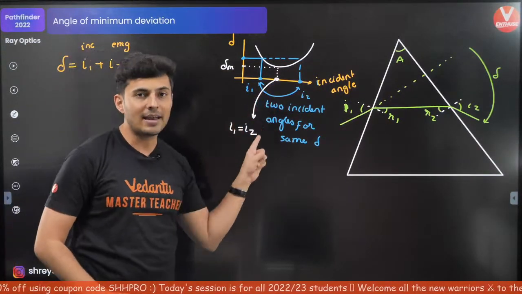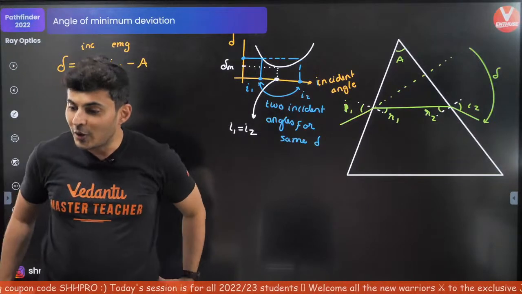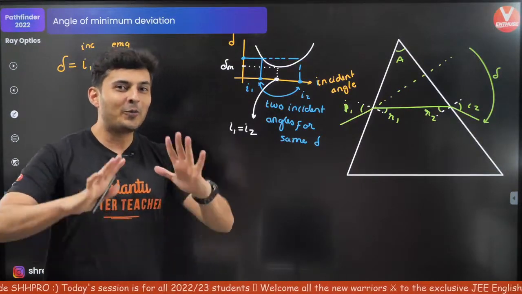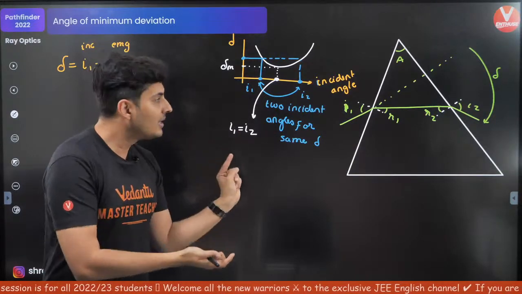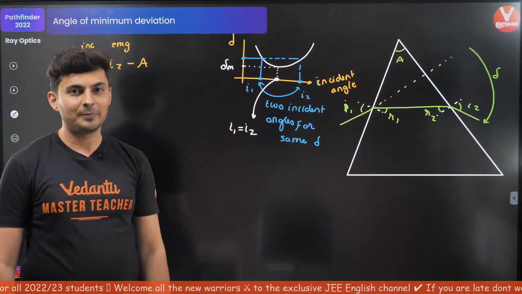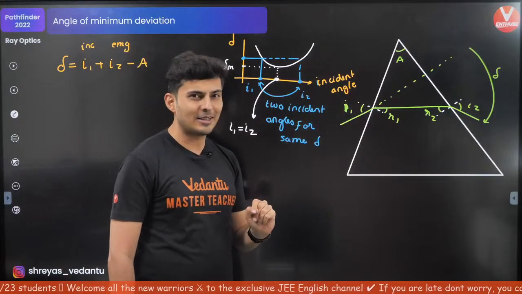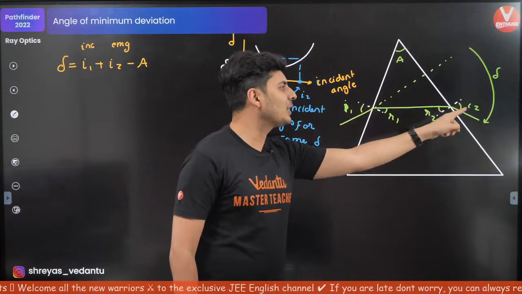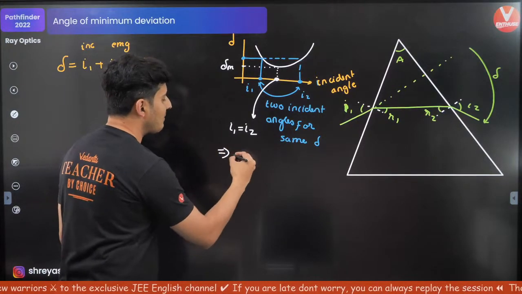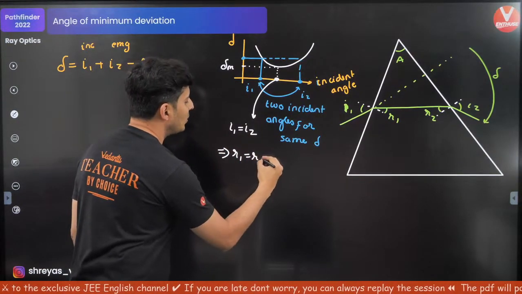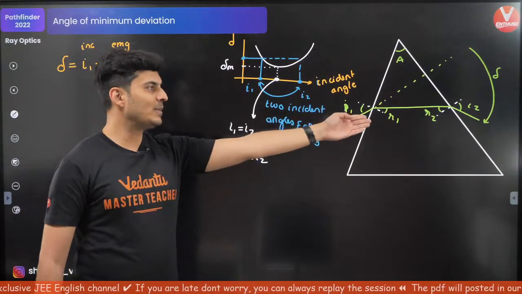Can I not say I1 is equal to I2? Got it? So for delta minimum, that's the reason why the incident and the emergent angles are equal. Now if I1 is equal to I2, what else will happen? It will also imply R1 is equal to R2.